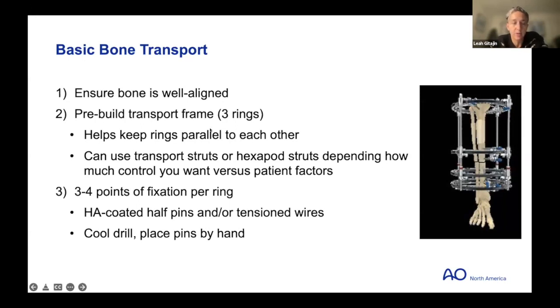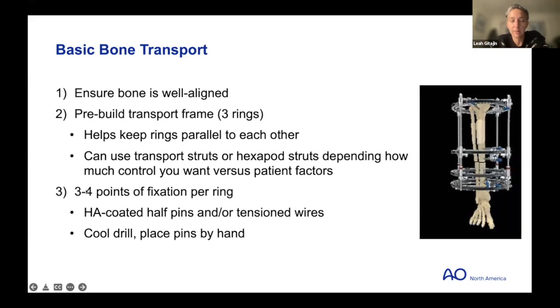You can use several different flavors of ways to connect those rings. I think it's easiest to use clickers or transport struts, but you can also use hexapod struts depending on how much control you want versus patient factors. Adding a hexapod setup adds a little bit of complexity for patients, but gives you some multiplanar control. I think it's really important to have 3 to 4 points of fixation per ring.